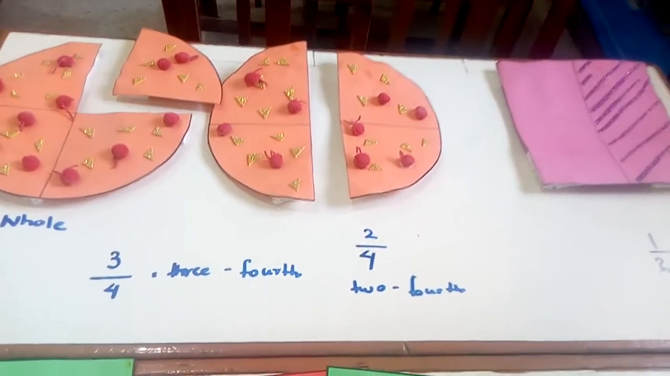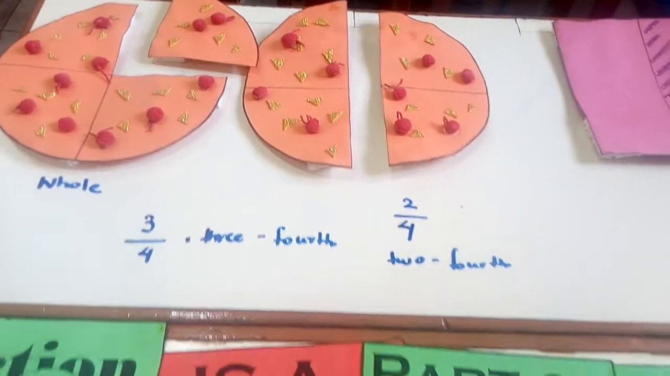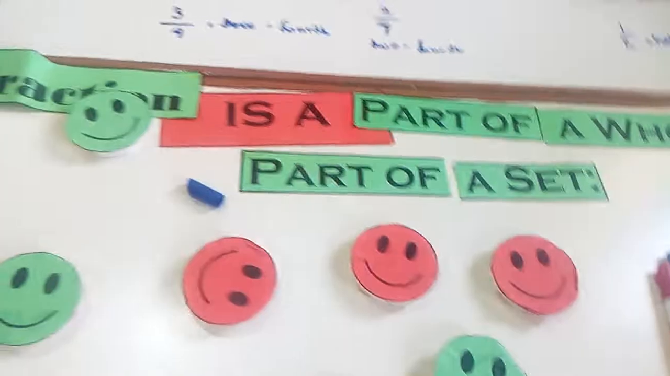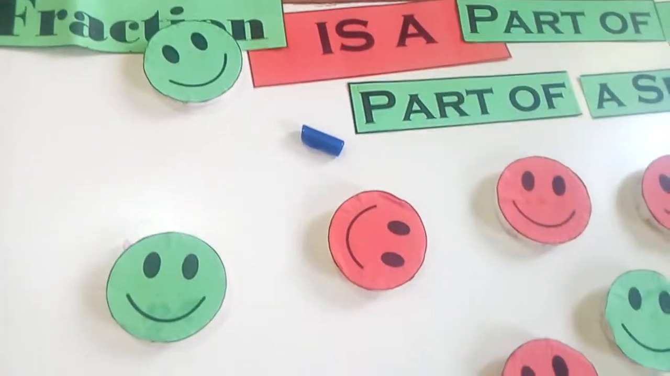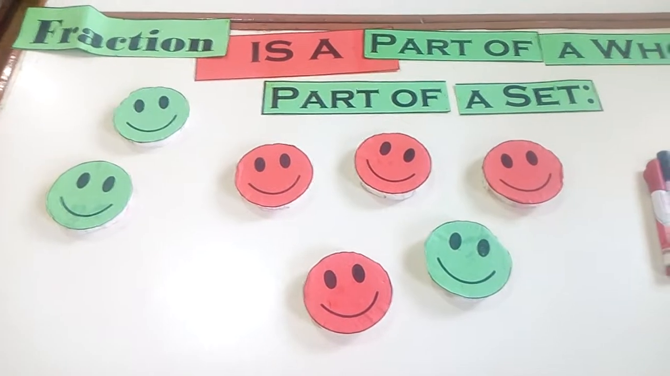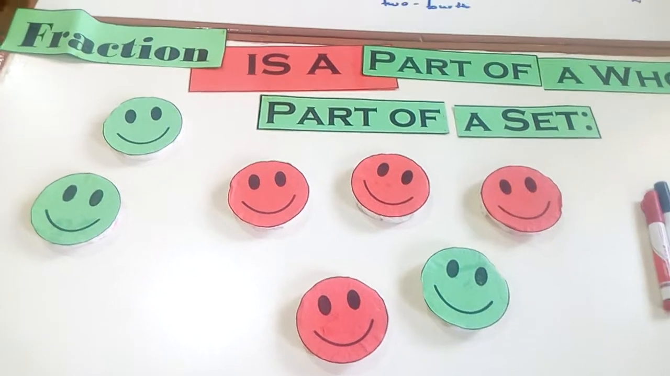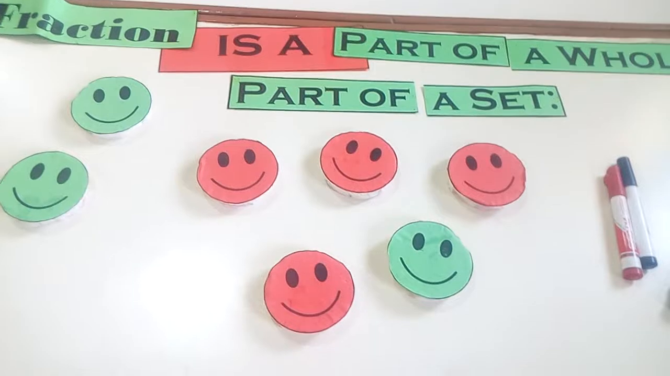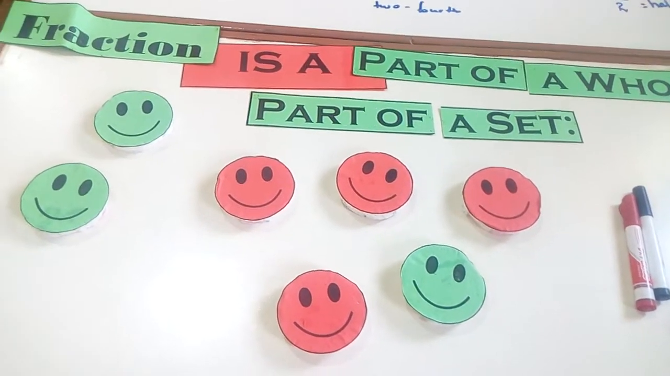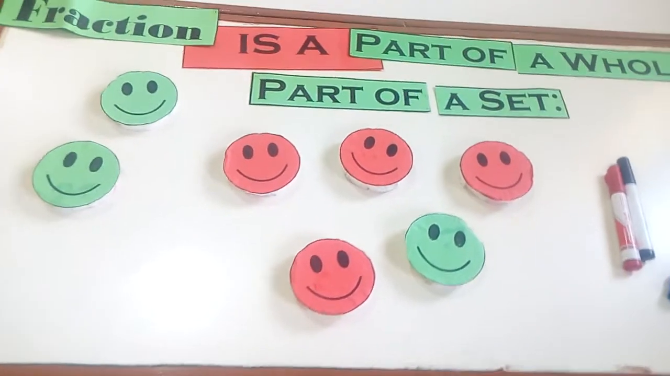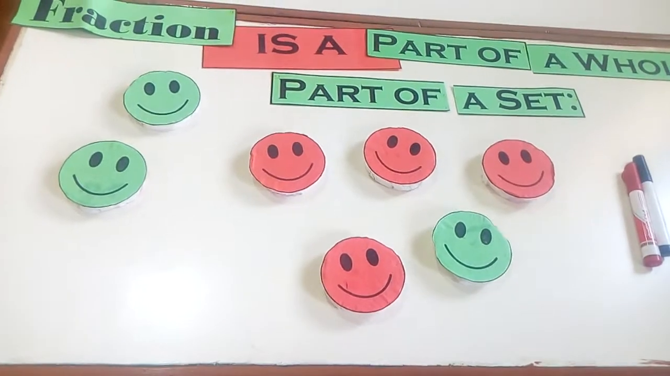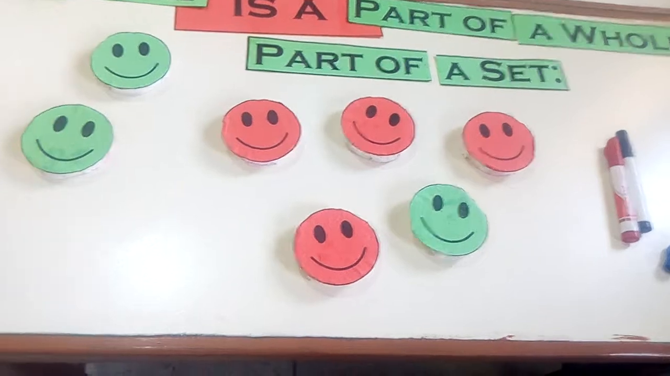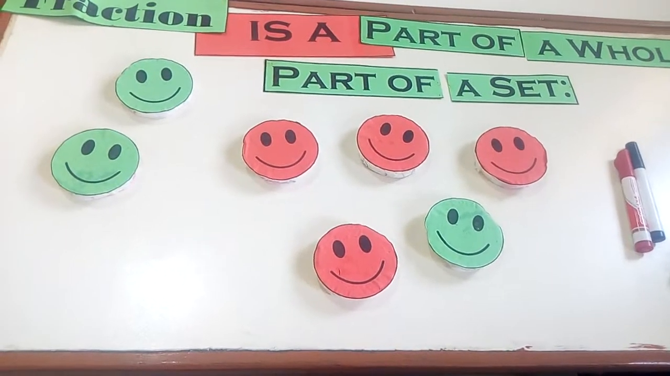Now I am going to explain the next part of the definition, which is that a fraction is a part of a set also. Now what do you understand by part of a set? It means that fractions are not only about shapes, about the pizza, about the whole part. Fractions also represent the part of a set. Now the set can be of anything. The set can be of colorful caps. The set can be of your colorful buntings. Set can be of anything.